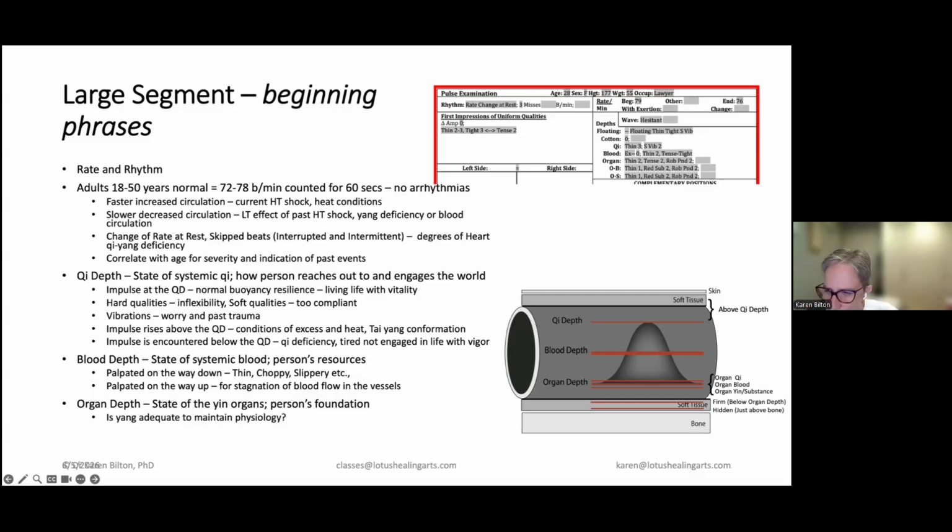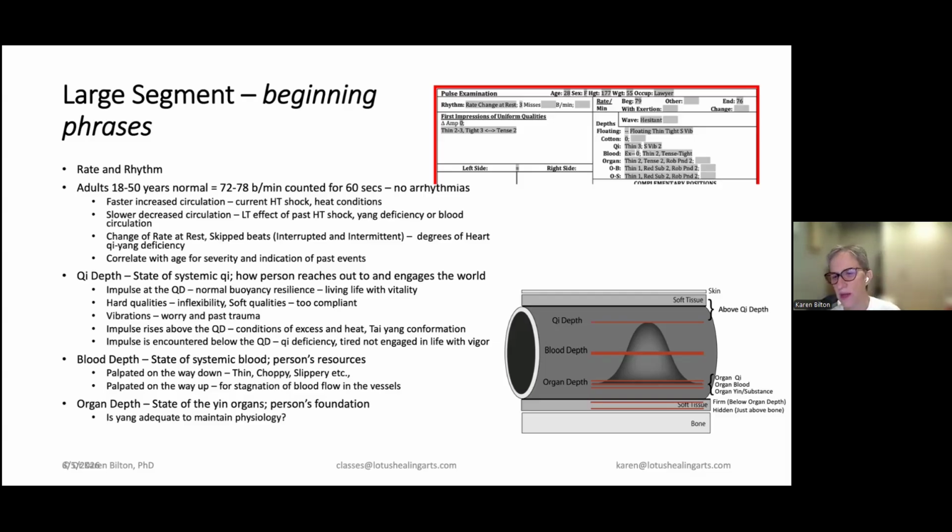Now, if the impulse does not come up to the chi depth, then we know that this person has chi deficiency and they're tired and not engaged or living their life with the vigor that they probably wish they were able to. Now, the blood depth gives us an indication of the systemic blood in a person's resources, whereas the chi depth was telling us about the chi and how the person reaches out to the world. The blood depth now is telling us about the actual resources for the person to support their being.